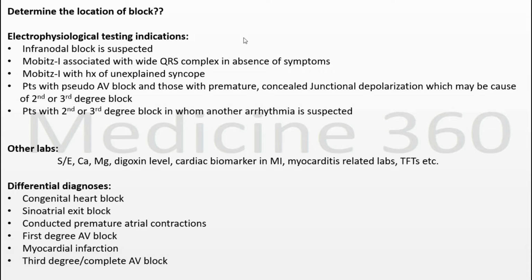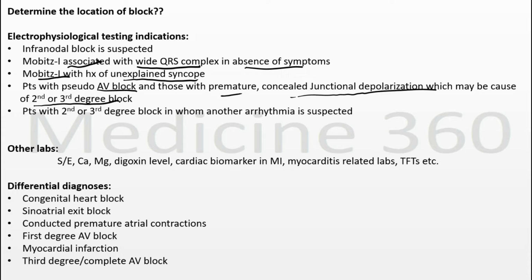To confirm the location of the block, we do electrophysiological testing, and the indications for that are infranodal block in Mobitz type 2 associated with wide QRS complex, which is also indicated in infranodal block in the absence of symptoms, and in case of presence of symptoms, we also do that. Mobitz type 2 with a history of unexplained syncope attacks, and the patient with pseudo AV block, and those with premature concealed junctional depolarization, which may be the cause of second or third degree AV block, we do electrophysiological testing.